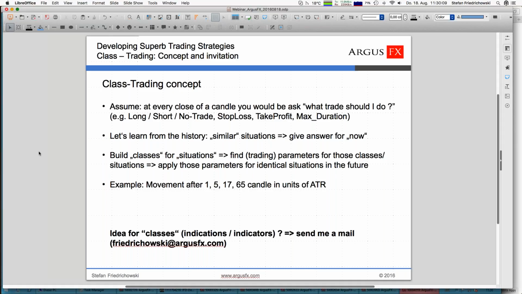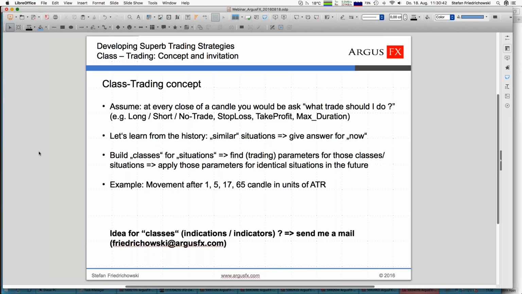If you need that kind of number, then you might have that, but it's not really necessary. But at least you should have a stop loss and, let's say, take profit for simplicity. So at every close of a candle, you get that question, and we now need an answer. And to get that answer, long, short, no trade, we can try to learn from the history.